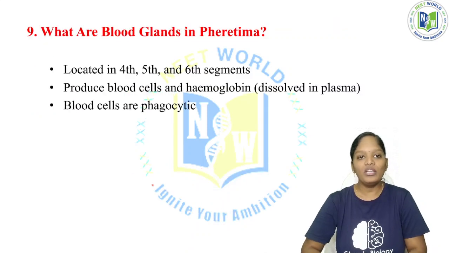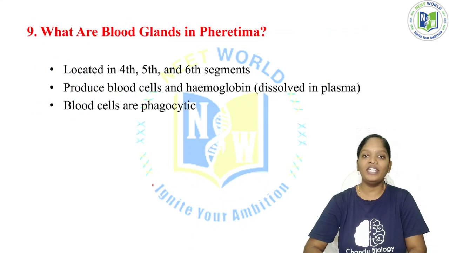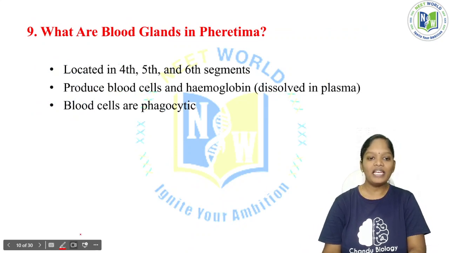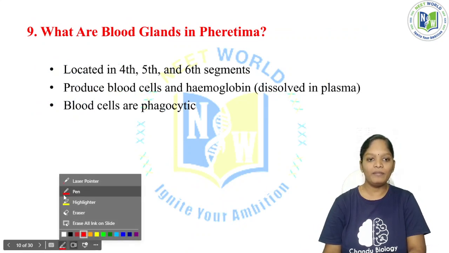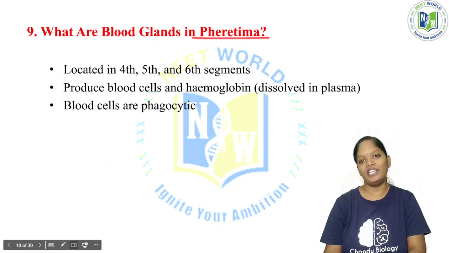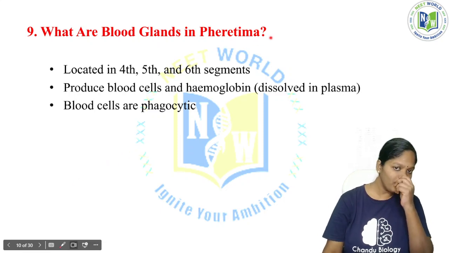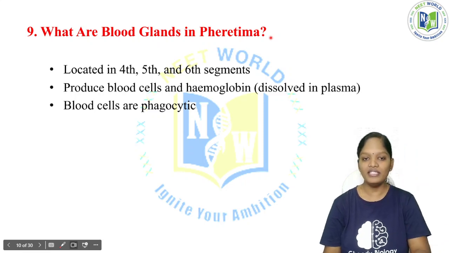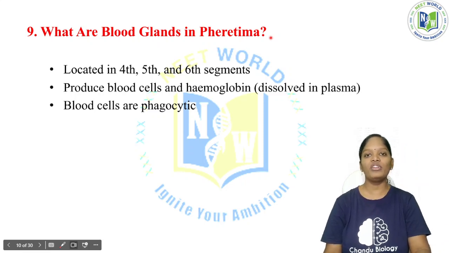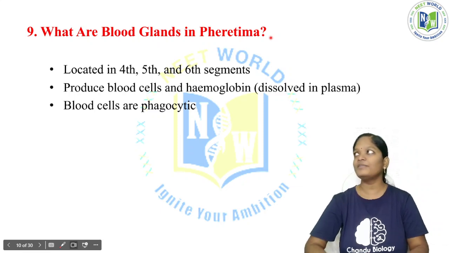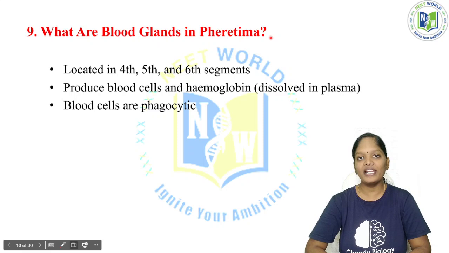Now, what are the blood glands in Pheretima? Okay, see, blood glands in Pheretima. But before that, you should know what is Pheretima. Pheretima is nothing but an earthworm. Okay, see, earthworm which is coming under the phylum Annelida. As we have mentioned before, the annelids have a unique character. It is a special character which has a metameric segmentation within it.